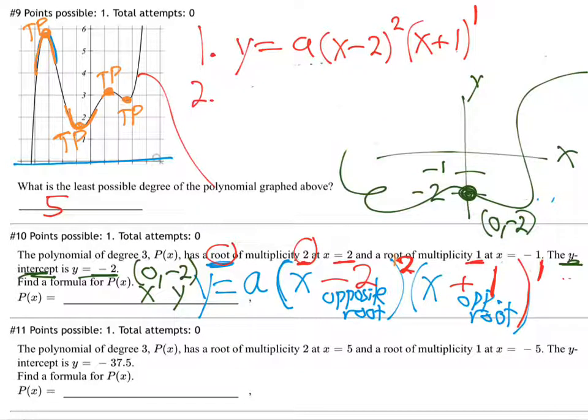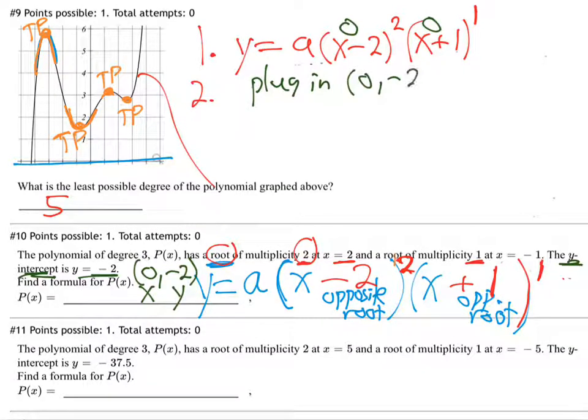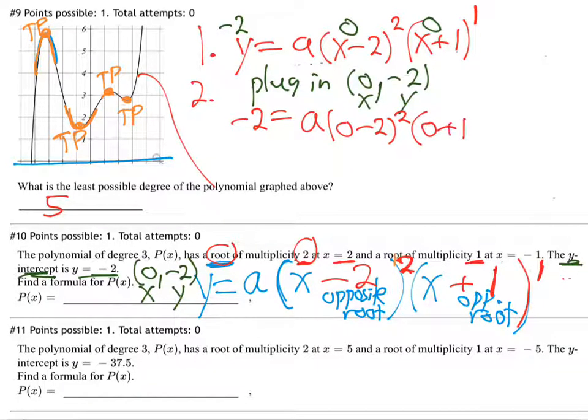So that means I can go up here to the equation and plug in x is 0 and y is negative 2. So plug in 0 for x, and plug in negative 2 for y. See what I just did? So then we'll have negative 2 equals a times (0 minus 2) squared times (0 plus 1) to the first. And I'm going to be able to solve that equation for a. Everybody see what I did?